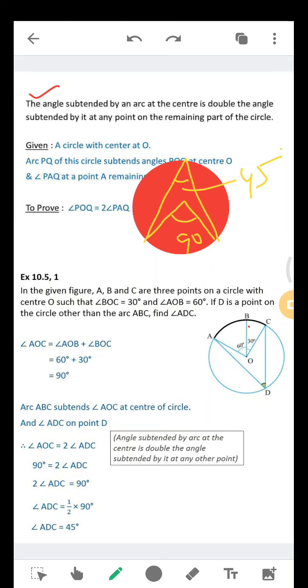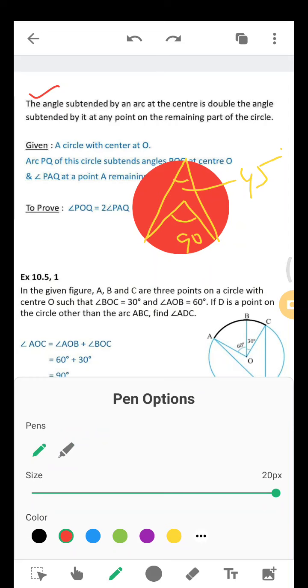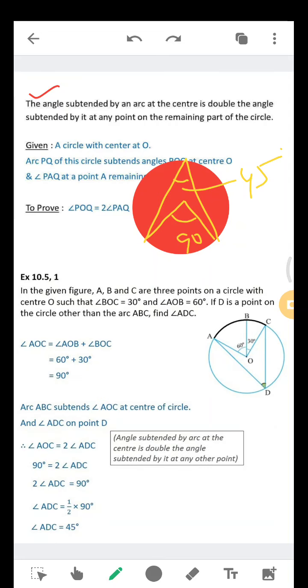First I'll find the angle made by this arc AC at the center. The complete angle is 60 plus 30, isn't it? That is 90 degrees. So first we'll find that angle. AOC is equal to AOB plus BOC. That is 60 plus 30, that is 90 degrees.